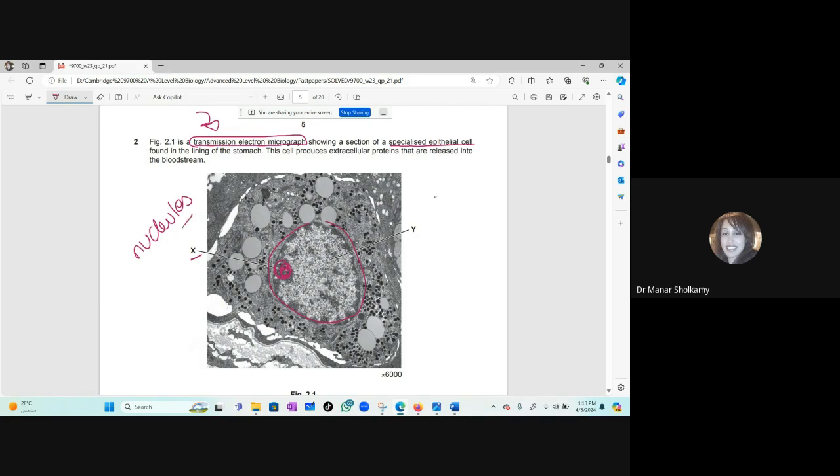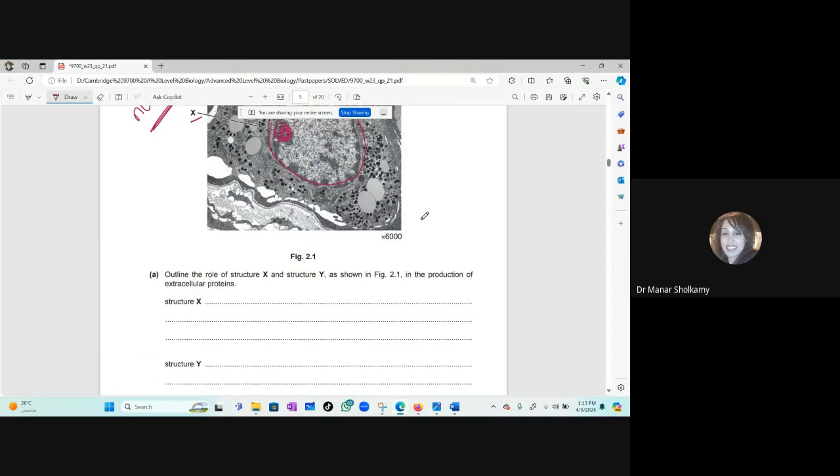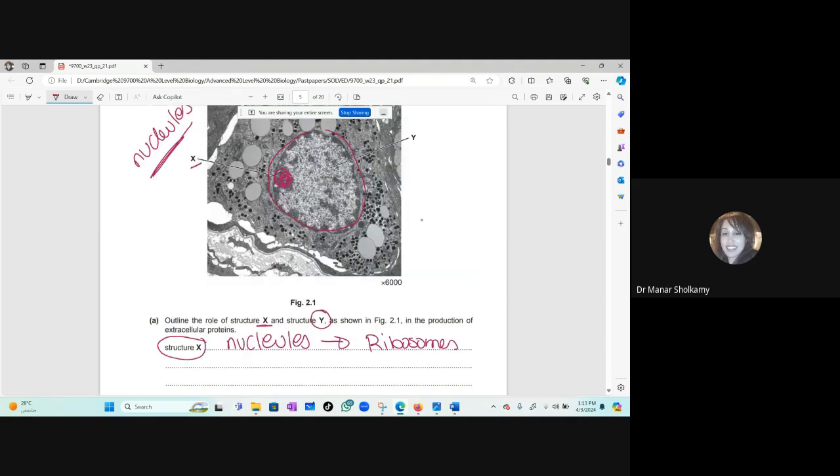What is the function of the nucleolus? Who will remind me? It produces what? They're asking you here: outline the role of the structure X and structure Y. Structure X, we said it is the nucleolus. The function of the nucleolus is that it produces ribosomes. Ribosomes are produced in the nucleolus. It produces ribosomal proteins. Now, structure Y, if this is the nucleolus, Y is pointing at what inside the nucleus?